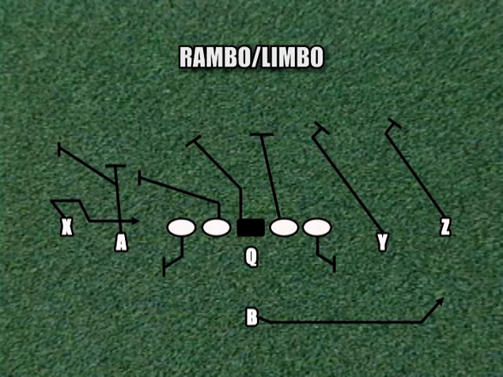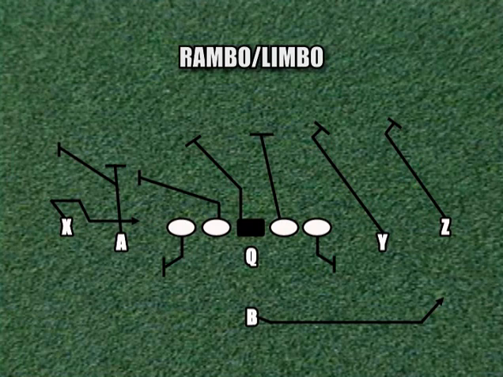Probably our number one screen is our 800 and 900 screen, which we also call Rambo or Limbo. Rambo to the right, Limbo to the left. This is what we call our tunnel screen. Our play side receiver right here, we've got Limbo or 900 drawn up. Our X receiver is going to take 3 steps upfield. He's going to retrace, and he's going to catch this ball on or slightly behind the line of scrimmage. I have found that the best receivers to run this are ones that are fearless.